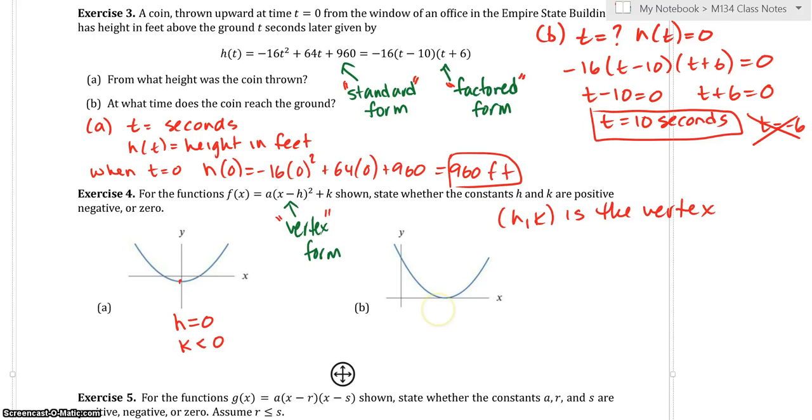If you need to pause first, maybe you need to rethink that. Maybe if you're ready to do part B, please pause it and come back. What are the answers to B? Okay, so the h is positive and the k is 0. The h is the x-coordinate. Let me just write h comma k there, maybe that will help. The x is positive and the y is 0.